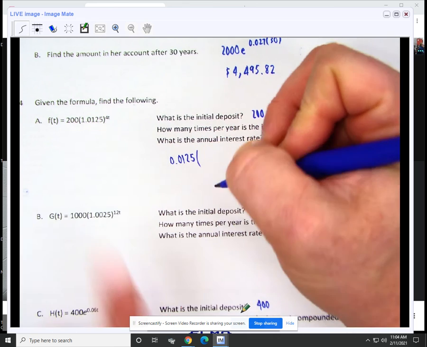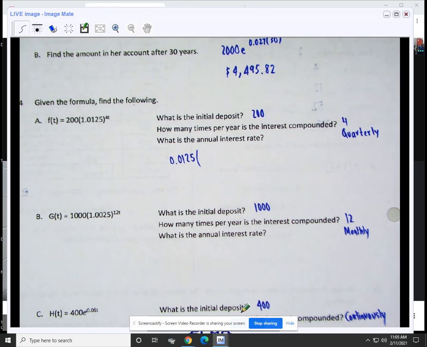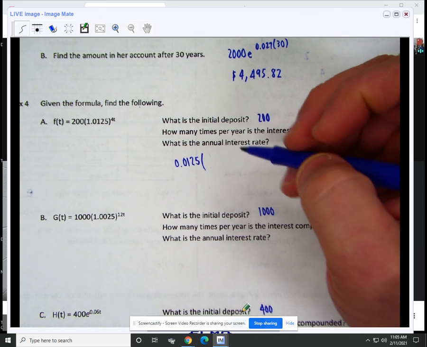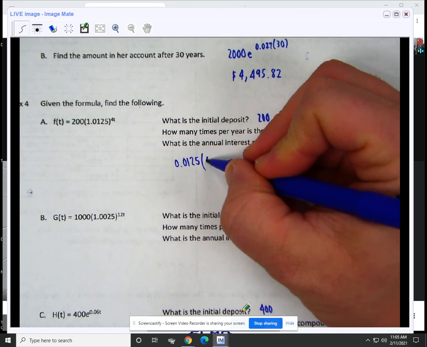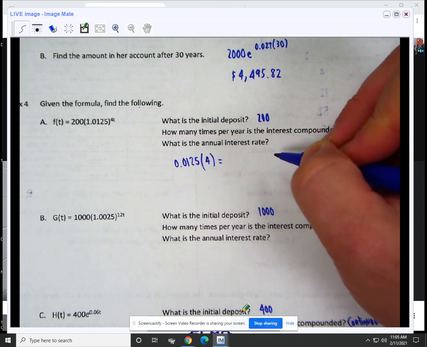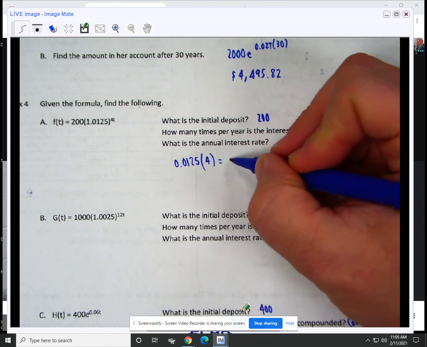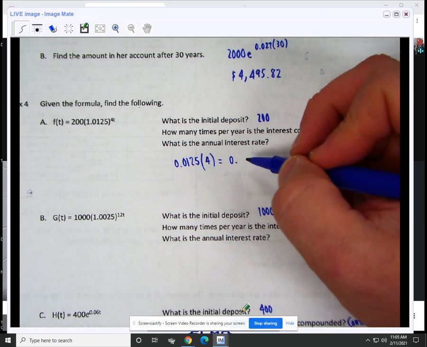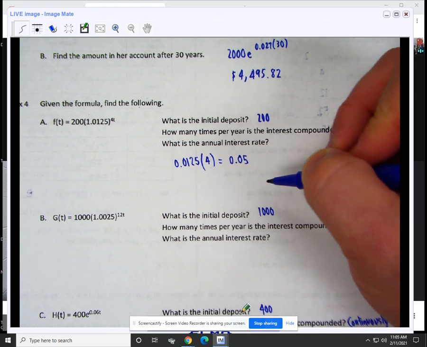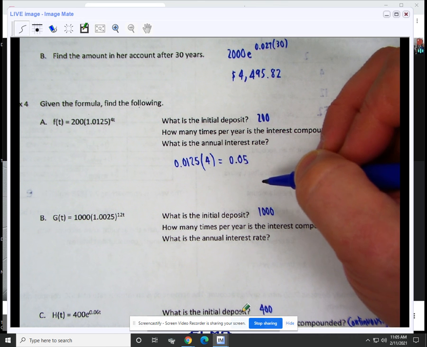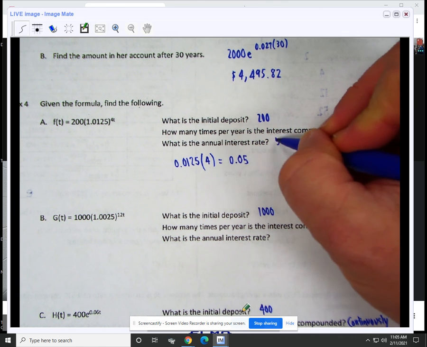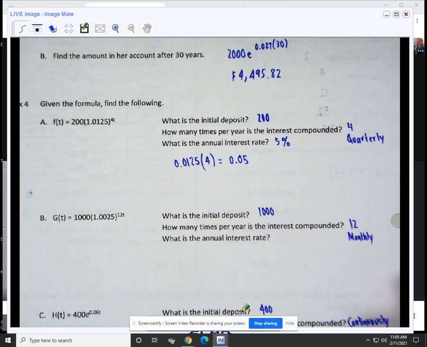So we're dealing with 0.0125. But what else did I do with that 0.0125? How did I get that number? I had divided by the number of times it was compounded. Well, how many times was A compounded? 4 times. So if I work backwards, what do I do with that? Since it had been divided by 4, what do I do to give it back? I'm going to multiply it by 4. So go to your calculator and do 0.0125 times 4. And you'll find your original interest was 0.05. Well, guys, if my original interest was 0.05, what is that as an actual percent? So 5% for A.